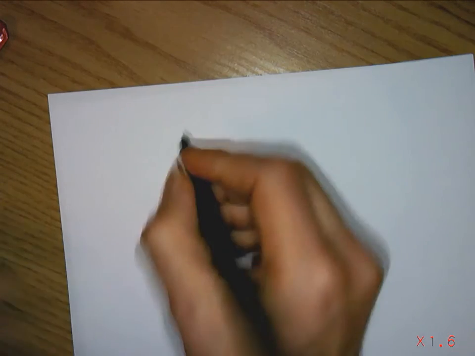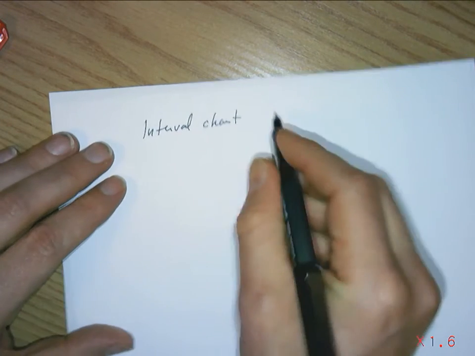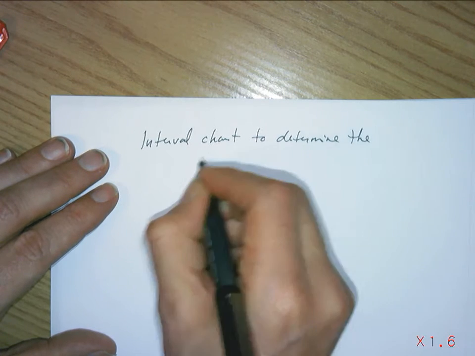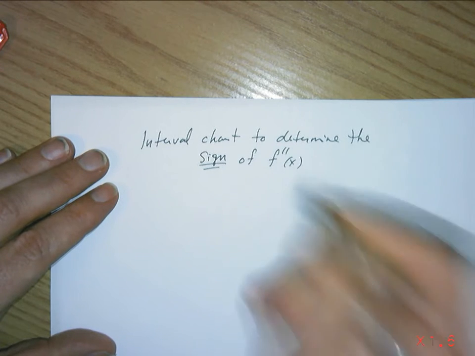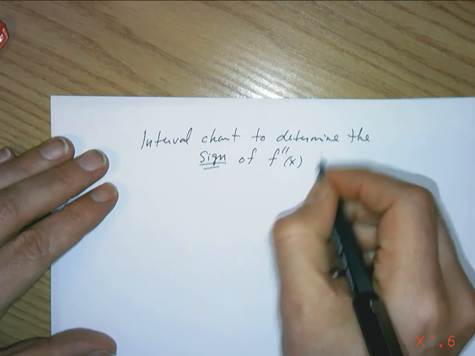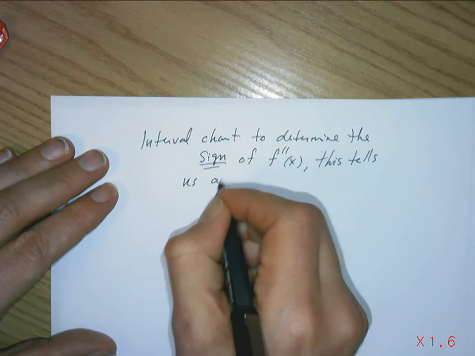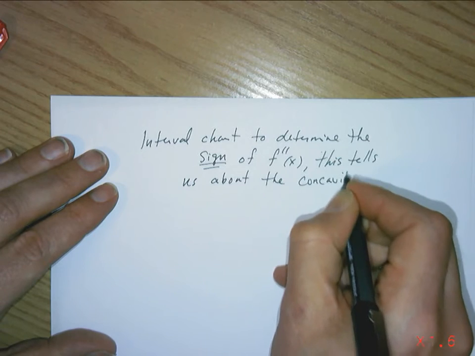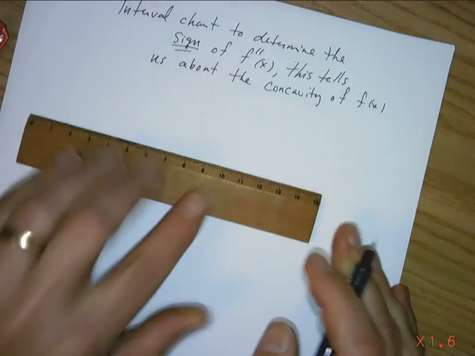So, moving that off to the side, setting up my interval chart. The interval chart is to determine the signs of f double prime of x. Why do we want to do that? Because that will tell us about the concavity of f of x. So the chart is in fact going to be set up.